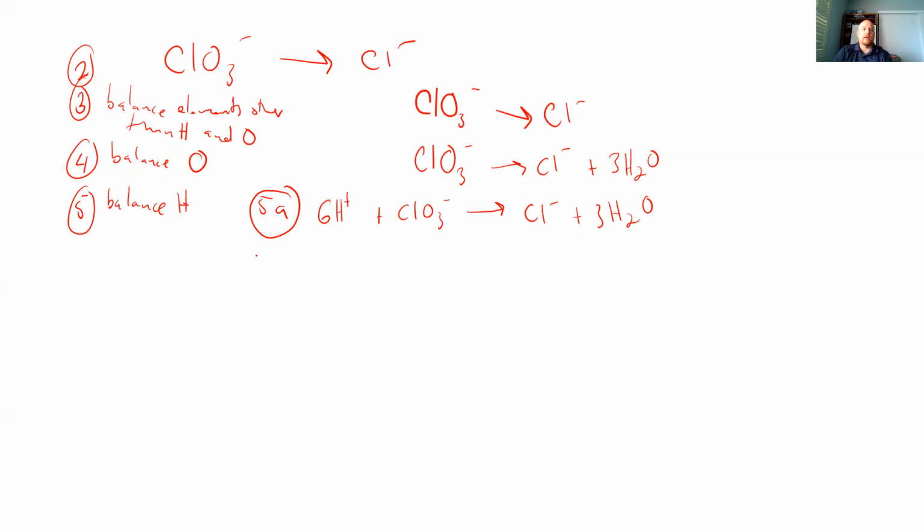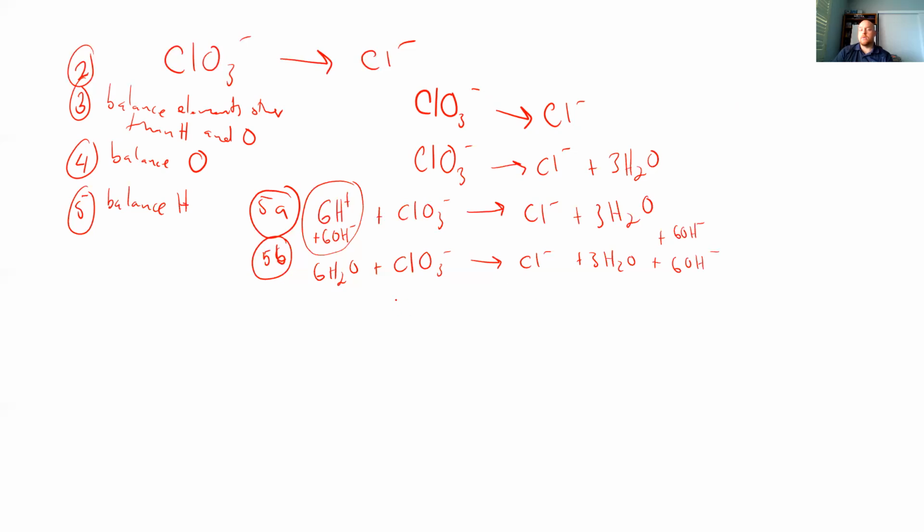Okay, so on to 5B. Remember, this is a basic solution. And so for 5B, we're adding a hydroxide to each side for every H plus. So here I've got plus 6OH minus, and over here we'll have plus 6OH minus. On the reactant side, they combine, so I get 6H2O plus ClO3 minus reacts to form Cl minus plus 3H2O plus 6OH minus.